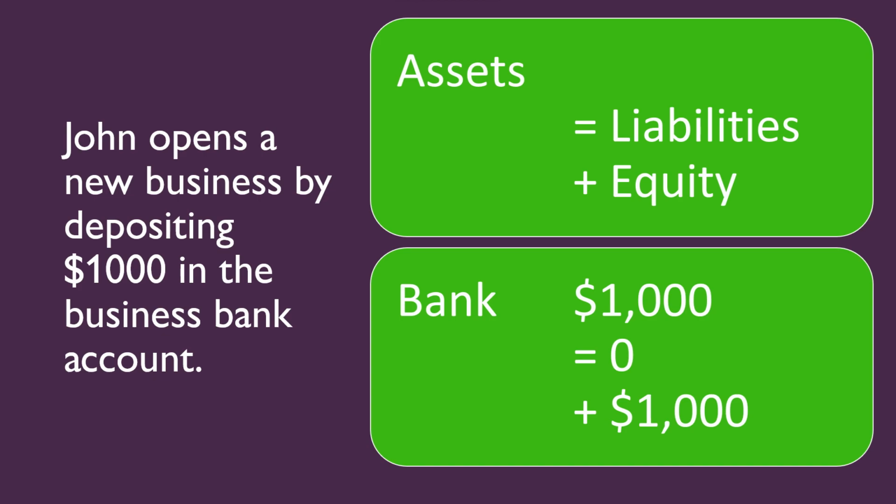Suppose John opens a new business by depositing $1,000 into the business bank account. How this transaction will affect the accounting equation is shown on the screen. On the asset side, $1,000 is added to the business bank account, that is a type of current asset. Following the double entry bookkeeping principle, $1,000 is also added to the equity side because this $1,000 is the investment made by the owner in the business. Since the liabilities are zero, therefore, both sides are equal with a total of $1,000.